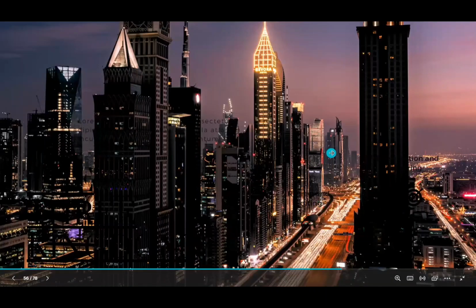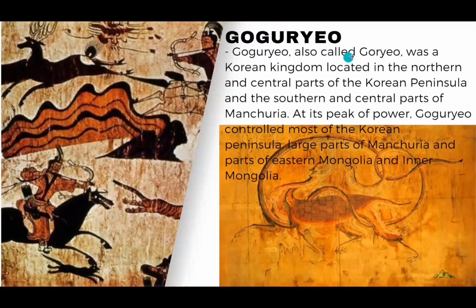And the next one is Goguryeo. Goguryeo, also called Goryeo, was a Korean kingdom located in the northern and central part of the Korean peninsula and the southern and central part of Manchuria. At its peak of power, Goguryeo controlled most of the Korean peninsula, a large part of Manchuria, and part of eastern Mongolia. Did you know that Goguryeo gave its name to the modern state of Korea? Goguryeo was in constant rivalry with the smaller Baekje, or Paekche, and Silla kingdoms, as well as the contemporary Gaya, or Kaya, Confederation and the regional heavyweight, China.